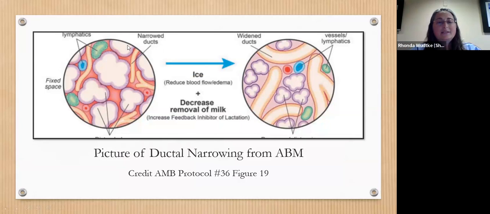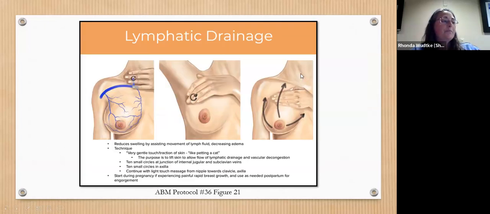So when we have lots of that distension, we have increased blood and lymphatic fluid, and we have these very narrow ducts where that's going to slow. But when we use ice to reduce that edema and reduce the blood flow, and also let the baby do its job, so not removing more milk than what we need, that's what's going to cause these milk ducts to widen and that distension to go down.